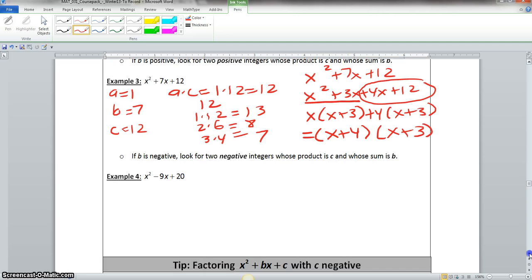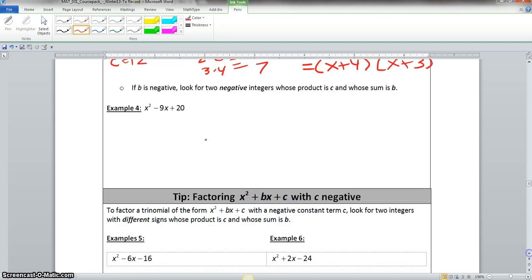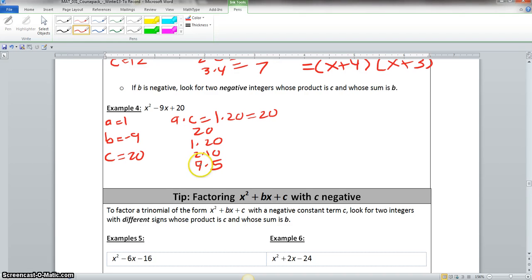Okay, now, scroll down here to example 4. We have our A, which is 1, our B, which is negative 9, and our C, which is 20. Okay, now we multiply our A and C, which would be 1 times 20, which is 20. So we take the factors of 20, 1 and 20, 2 and 10, and 4 and 5. Now this 4, you know this is a 4, it just has that little line that we sometimes get when I write a 4.